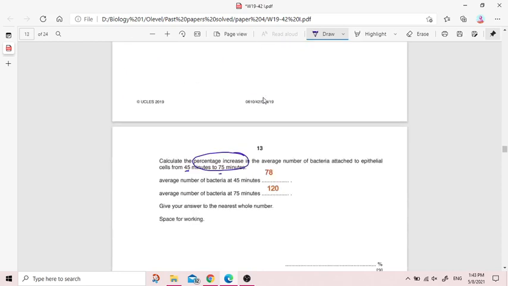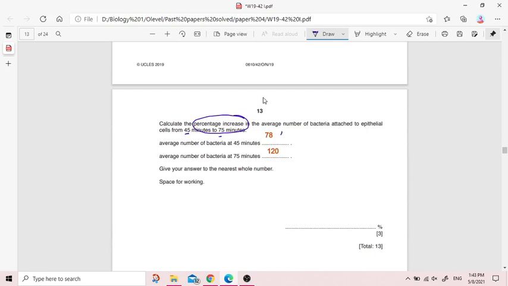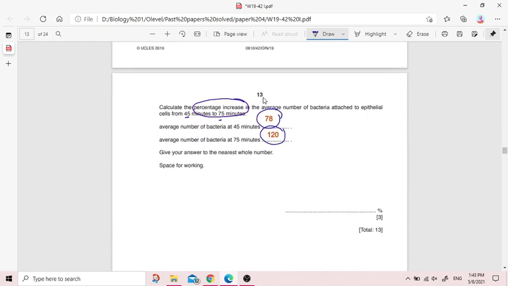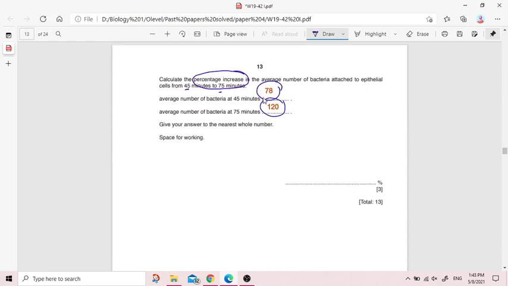طيب, النمبر طلعوا كام؟ 78 and 120. How do you calculate the percentage increase? You get the difference over the original number times 100. يبقى 120 minus 78 over 78 times 100.